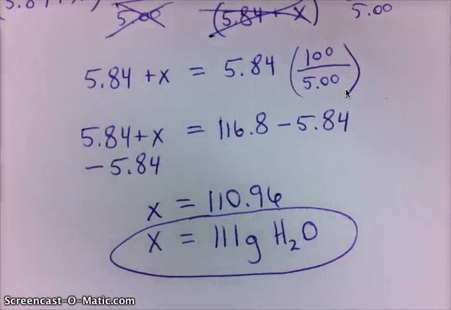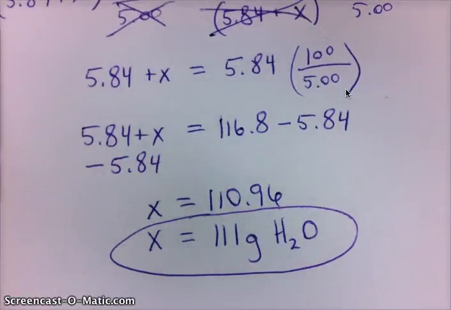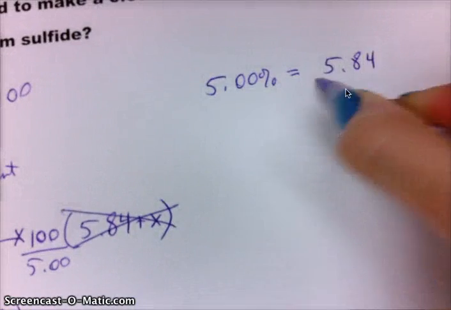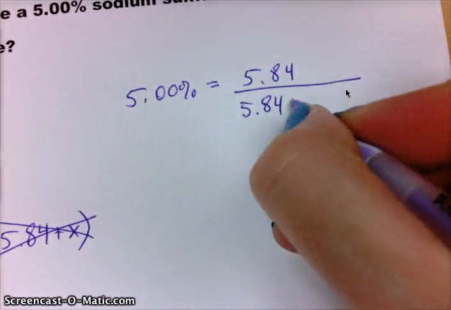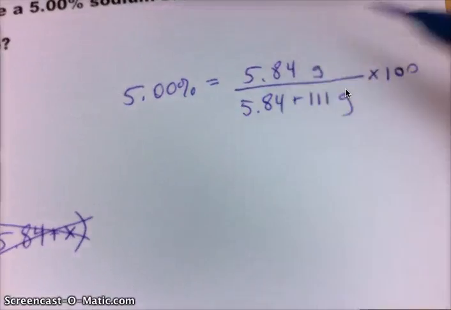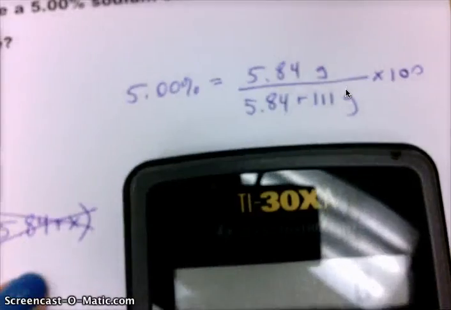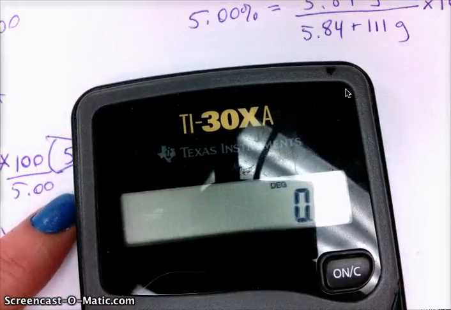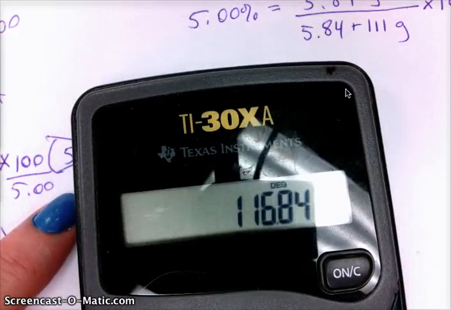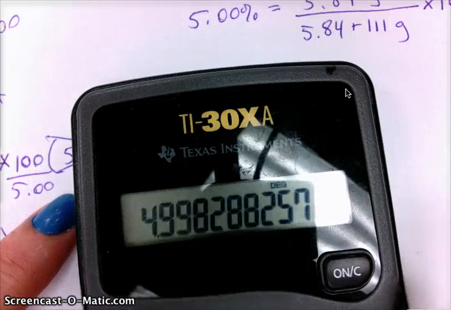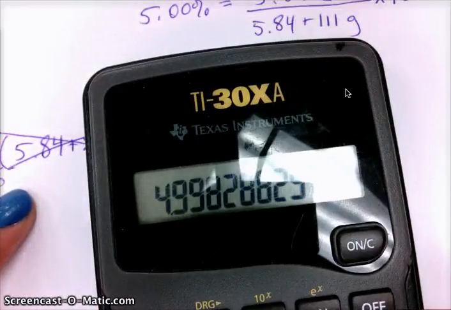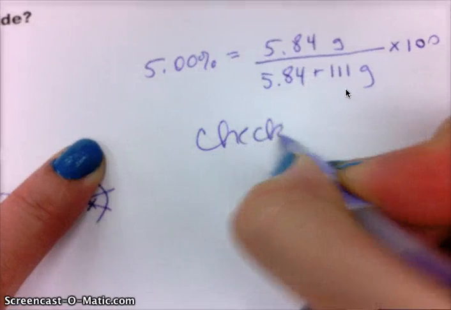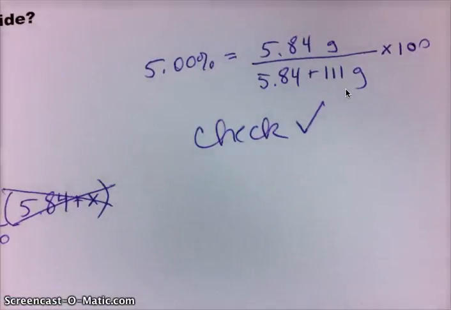Now to check this, we can plug it back in and make sure that it works. So again, we have 5% equals 5.84 over 5.84 plus 111 times 100, and those are in grams. So let's make sure we really do get a 5 here. 5.84 divided by parentheses 5.84 plus 111, close my parentheses, times 100, and I should get 5. And in fact, I get 4.9982, etc. 4.998 rounds to 5.00. So I did a check, and yes, I got 5.00 as my percentage. So I am finished.